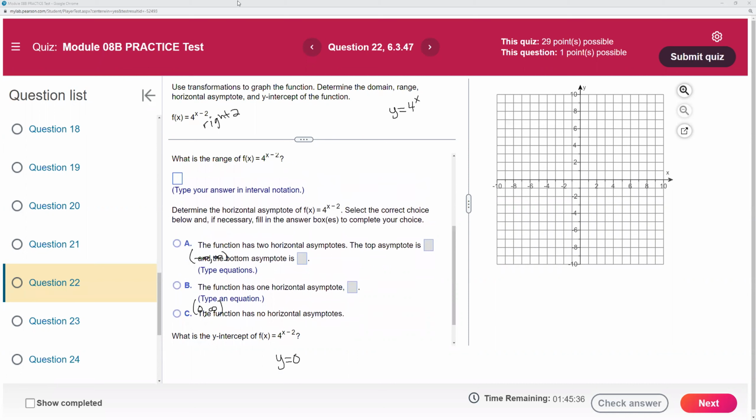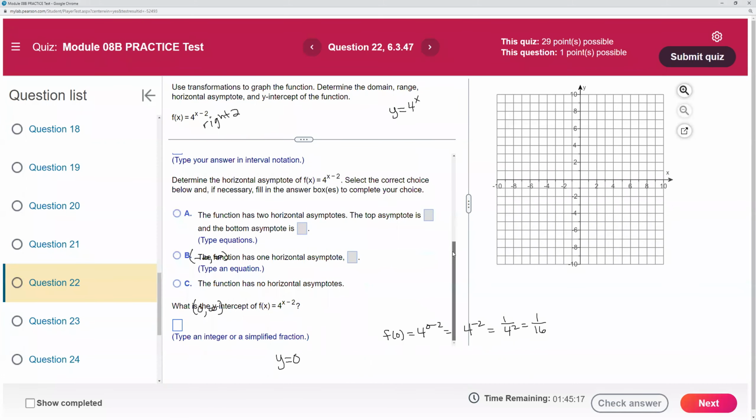Okay, so let's go ahead and get that. So the y-intercept would be f of 0 equals 4, 0 minus 2. That's going to be 4 to the -2. Remember, that means you flip it. So it's 1 over 4 squared, or 1/16. And on this one, I believe they just have you write the number.